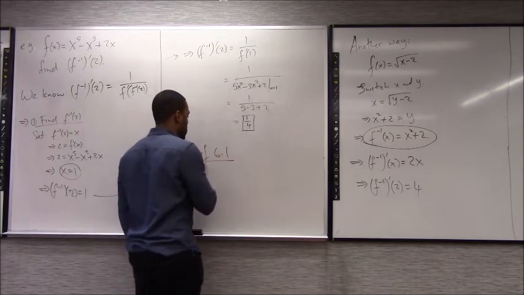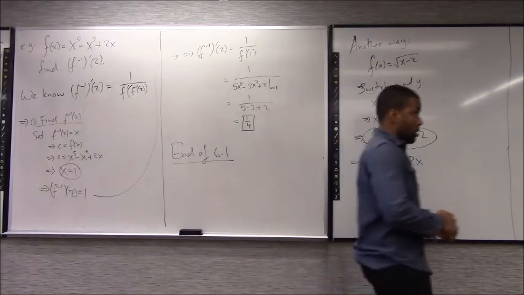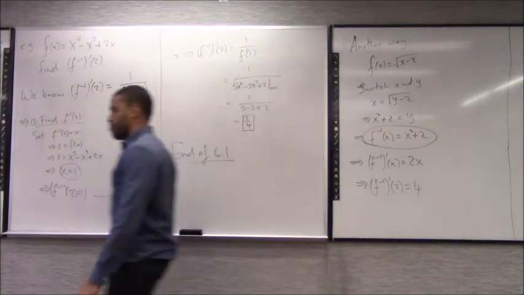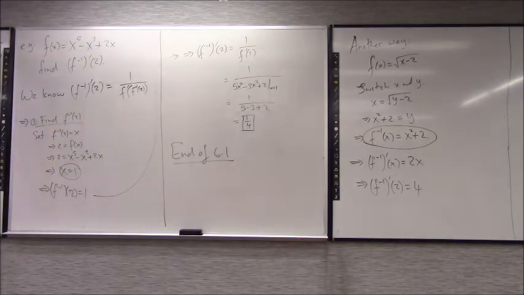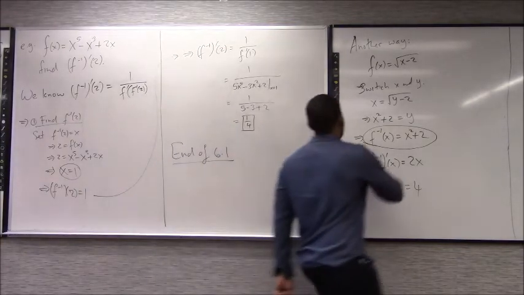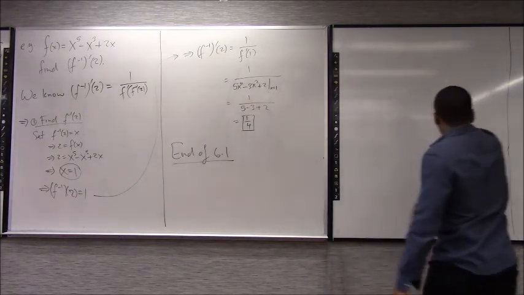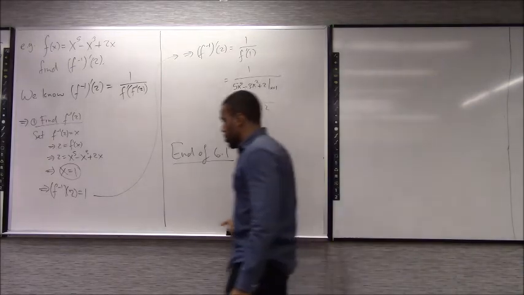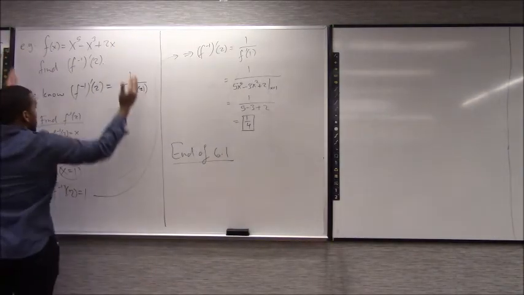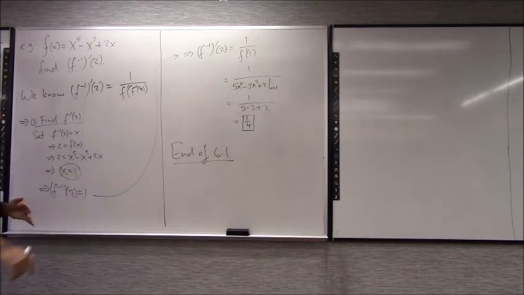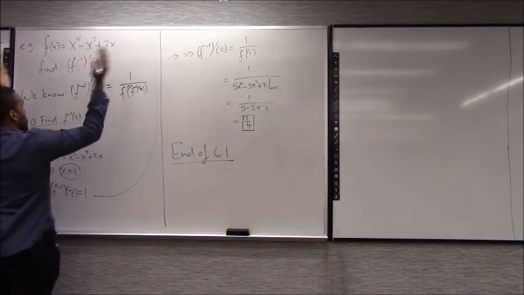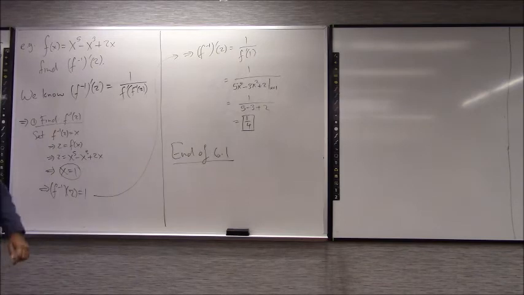That's the end of 6.1. Homework for that is due on Friday. But 6.1 really culminates in problems of this type. So if I'm going to be testing you or quizzing you on 6.1, for the most part, you can expect a problem kind of like this. I'm going to give you a random function, ask you to find the derivative of the inverse at a certain point, and you go through it.